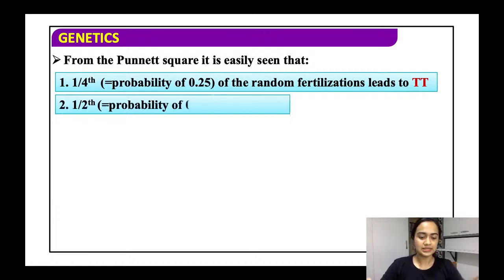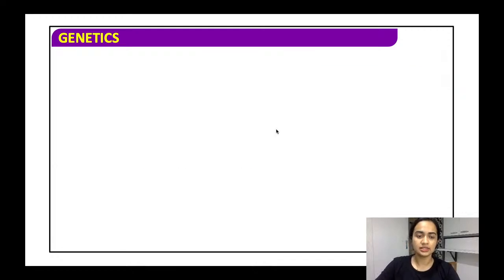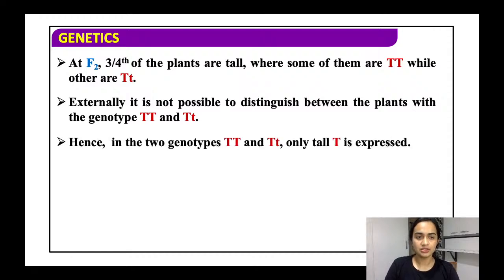From that it can be seen that the results we get from the Punnett square are 1/4, that is 25% of random fertilization leads to the completely dominant trait, half or 50% will have the heterozygous condition, and the last another 25% or 1/4 leads to the probability of the recessive state. Fine. So 3/4 of the plants are tall and 1/4 is dwarf.